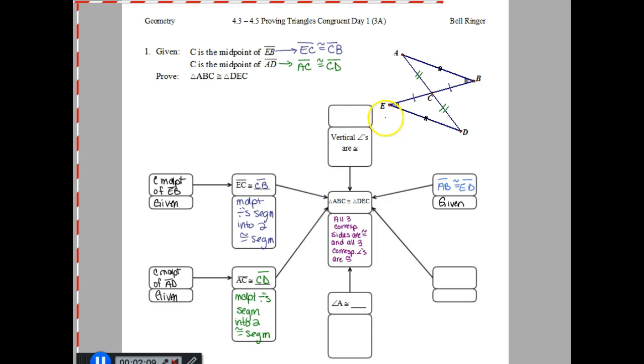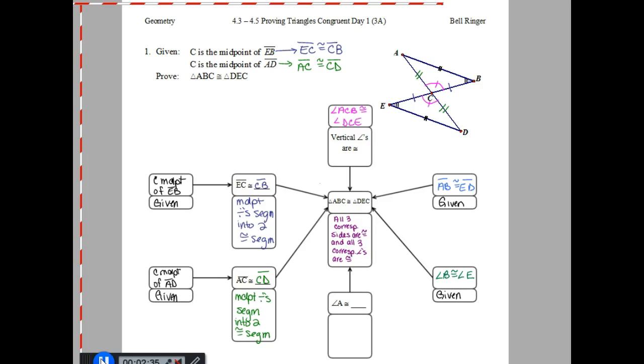Let's see if we can figure out which angles are the vertical angles that we're focusing on. And I think I see them. Angle ACB is congruent to angle DCE. Is there another set of angles that we can show are congruent? The angles that were given. Angle B is congruent to angle E.